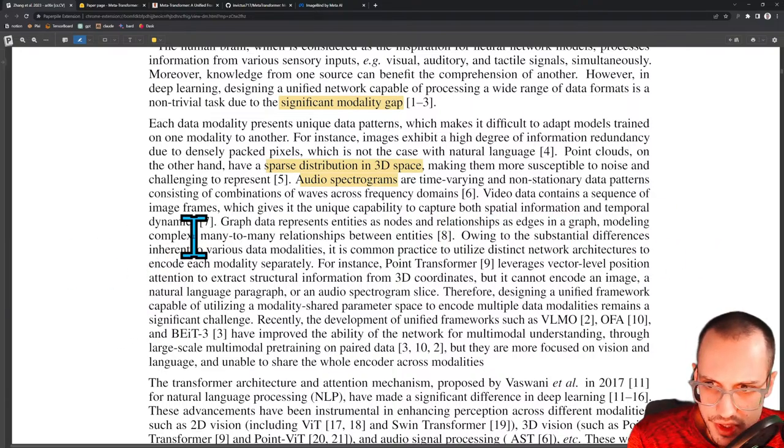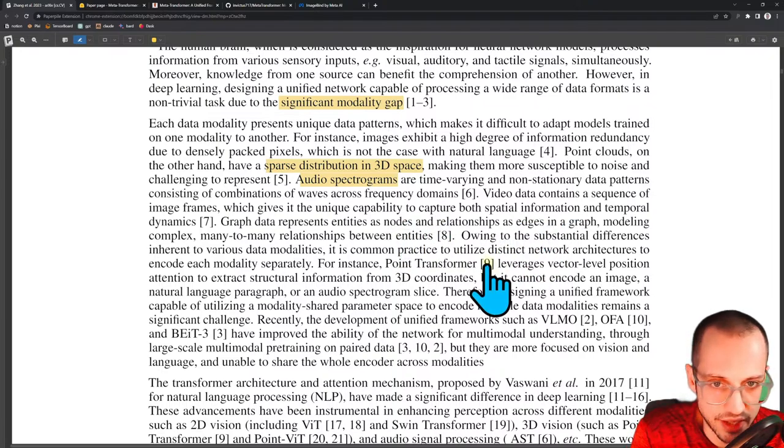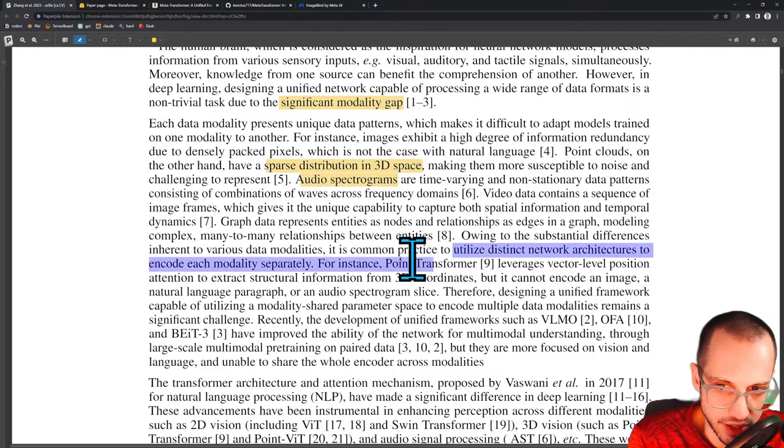Owing to the substantial differences inherent to various data modalities, it is common practice to utilize distinct network architectures to encode each modality separately. And this is what the brain does, at least as far as I understand. So, point transformer leverages vector level positions. Here's a couple different papers. Basically, they're going to talk about all the different papers for each individual modality.